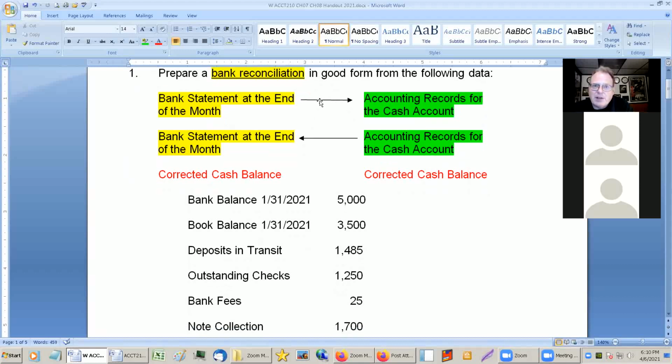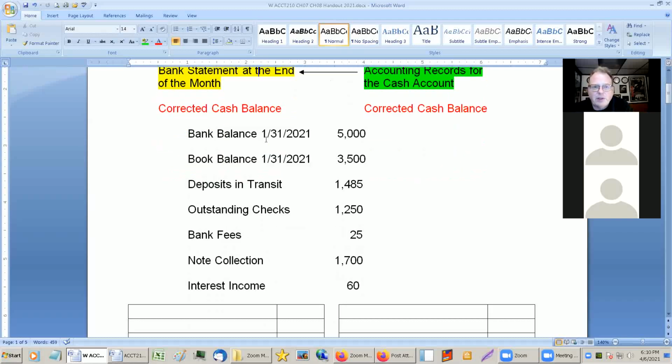It's about taking those things that the other side knows, it doesn't know, or whatever. And basically, you want to correct the side that doesn't know, that doesn't have it. The things on the bank statement that we don't know about, we want to correct our side. The things that we know that are not on the bank statement, we'll correct the other side. And at the end, when we do all the corrections, we'll end up with those.